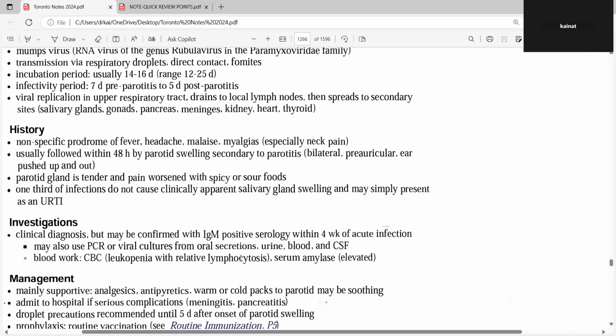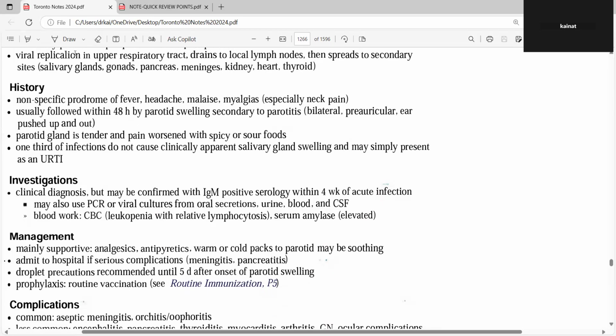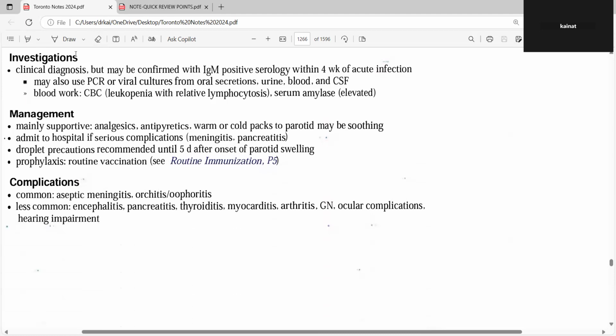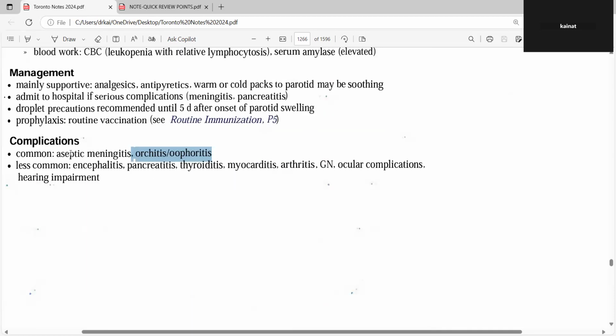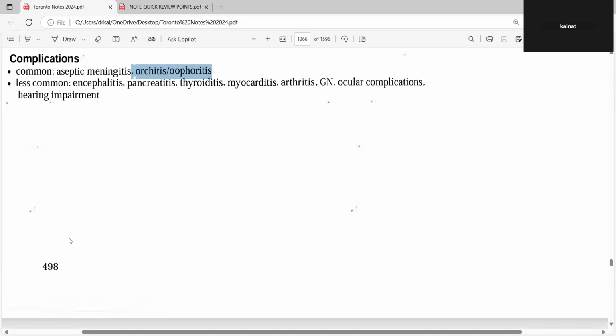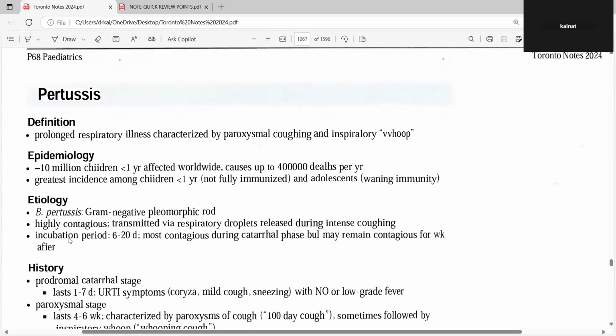So usually in our common practice, we don't go for anything; we go for clinical diagnosis. Then it's basically viral, so analgesics, antipyretics, and warm and cold compression. Then always think of other complications like aseptic orchitis, one of the most important, and then oophoritis, encephalitis, pancreatitis, thyroiditis, and myocarditis.